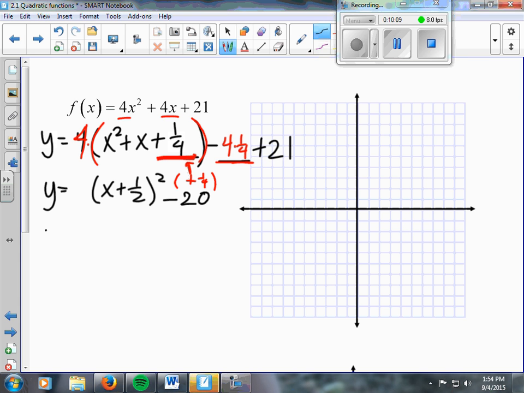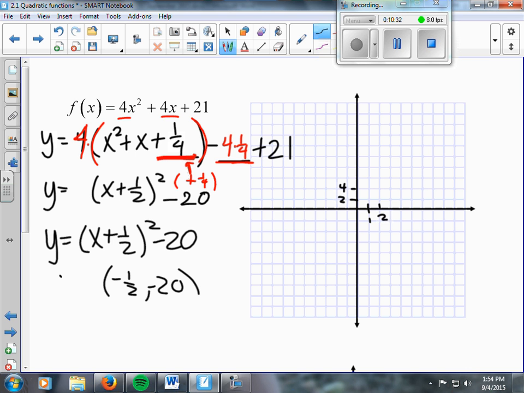So this standard form is y equals (x plus a half) quantity squared minus 20. On this graph, if I make the y-axis go by 2's and the x-axis go by 1's, then I have my negative 1/2, negative 20 as my vertex. So negative a half, negative 20 is all the way down here.